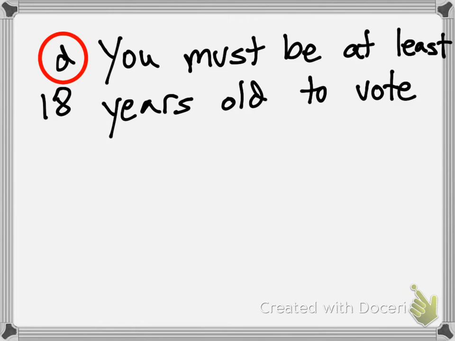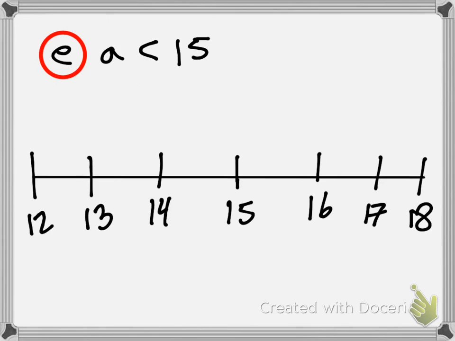D, what about this? You must be at least 18 years old to vote. Matthew. Y is at least 18. We do see that. So is it going to be greater than, less than, greater than or equal to, less than or equal to? Perfect. Y is going to be greater than or equal to 18 because it includes that 18. We see the words at least. It includes that 18. Can you vote at 18? Yes. So you don't have to be greater than 18. You have to be at least 18.